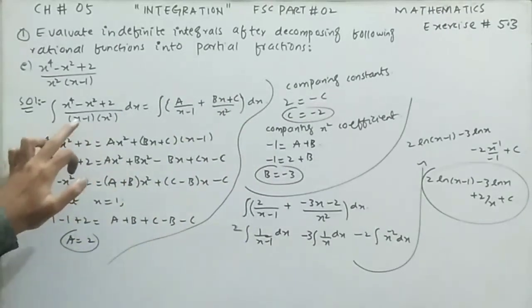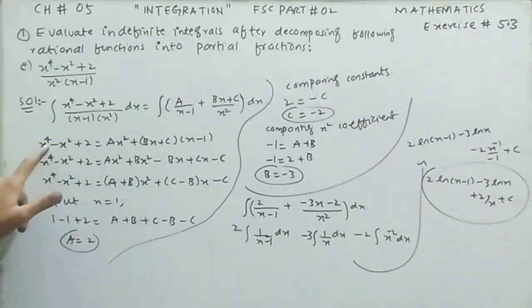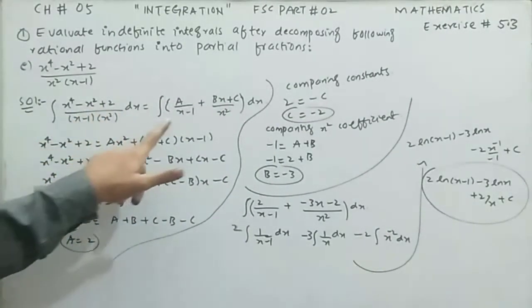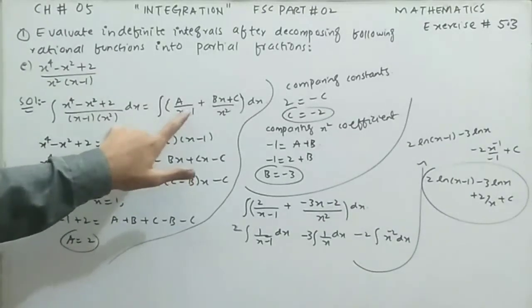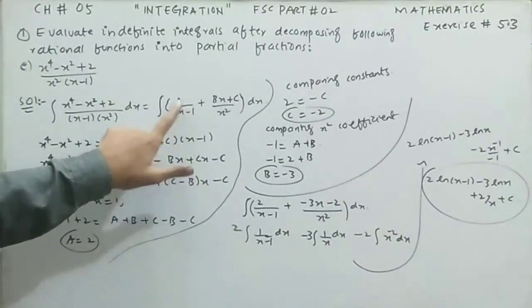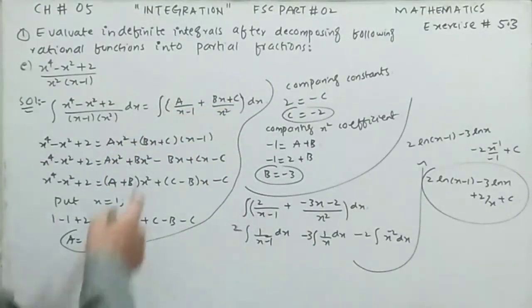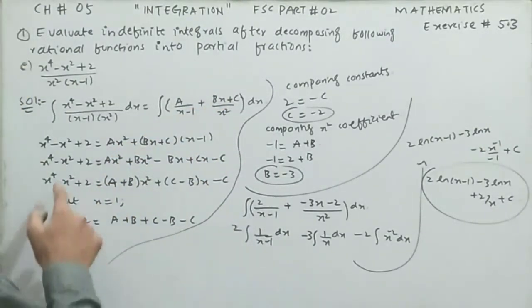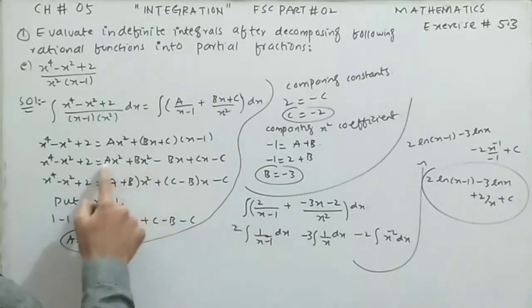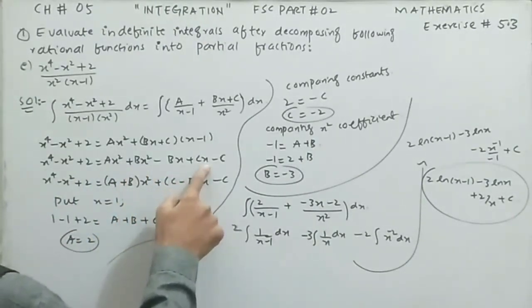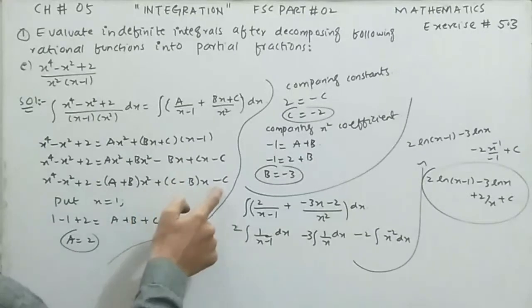Now after this multiply x minus 1 into x square on both sides, we are left with x power 4 minus x square plus 2. On this side multiply x minus 1 into x square. So x minus 1 cancels with x minus 1, we are left with A x square and Bx plus C multiplied by x minus 1. Now after this multiply them and simplify them and take the coefficient of x square common, we are left with A plus B. The coefficient of x is taken out common, so we are left with C minus B and minus C.